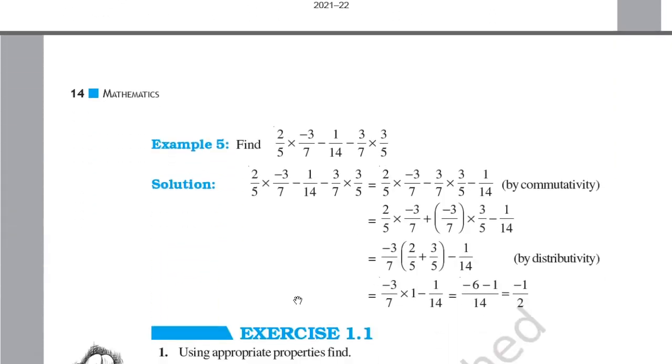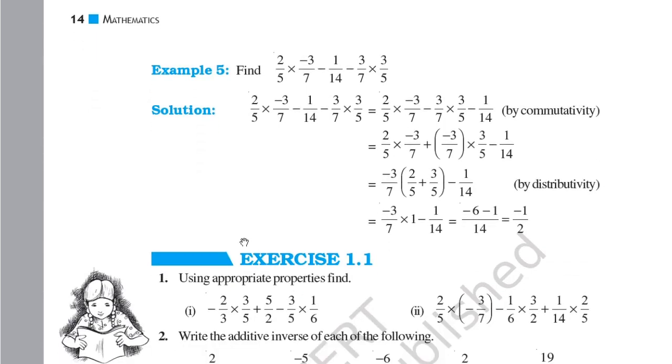Now another example, number 5. 2 by 5 into minus 3 by 7 minus 1 by 14 minus 3 by 7 into 3 by 5. So here they are using commutativity. 2 by 5 into minus 3 by 7 minus 3 by 7 into 3 by 5 minus 1 by 14 is equal to 2 by 5 into minus 3 by 7 plus minus 3 by 7 into 3 by 5 minus 1 by 14. So we are taking minus 3 by 7 common. It will become 2 by 5 plus 3 by 5, which is 5 by 5, that is 1, minus 1 by 14.